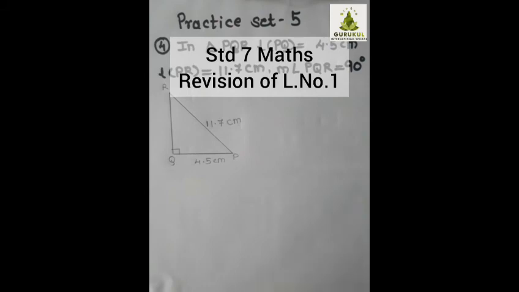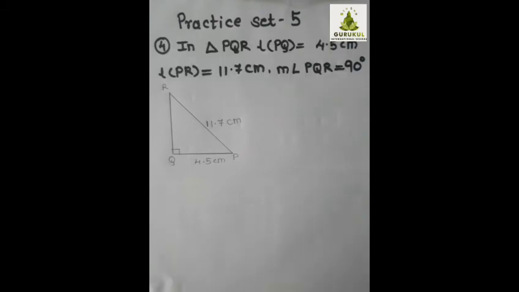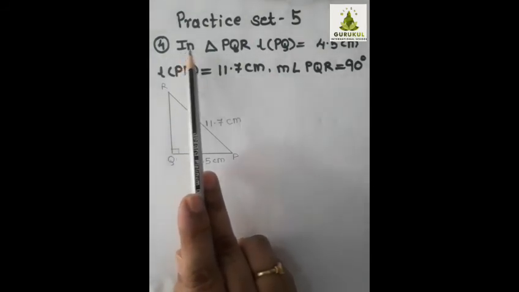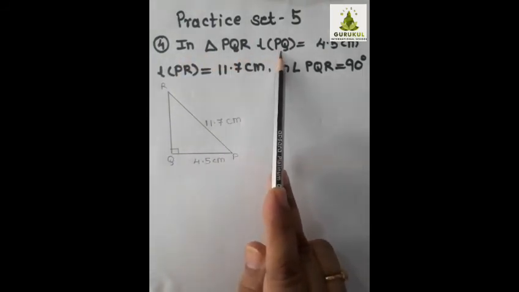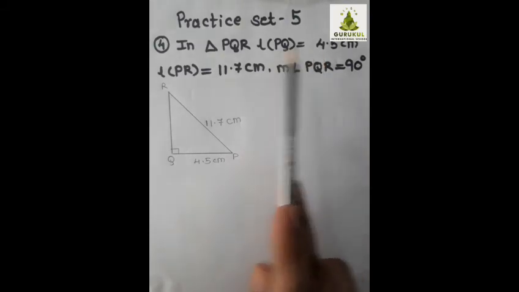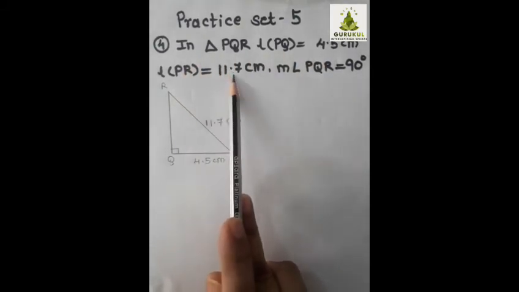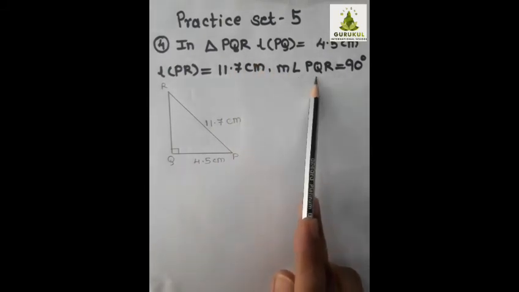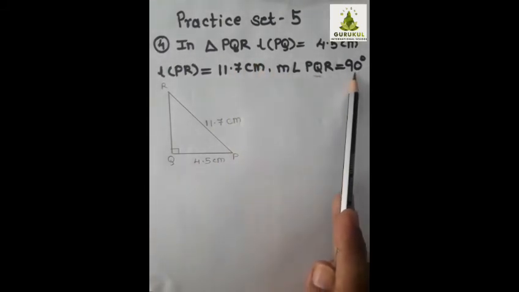Good morning students. Now the next doubt which is asked is from practice set 5 question number 4. Practice set 5 sums are based on construction of a right angle triangle if one hypotenuse and one side is given. So in the given question you can see in triangle PQR, length PQ is equal to 4.5 centimeters, length PR is equal to 11.7 centimeters and angle PQR is equal to 90 degrees.